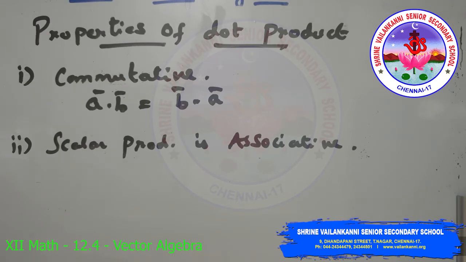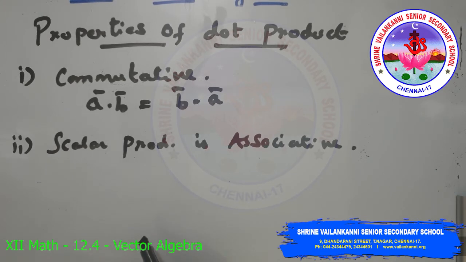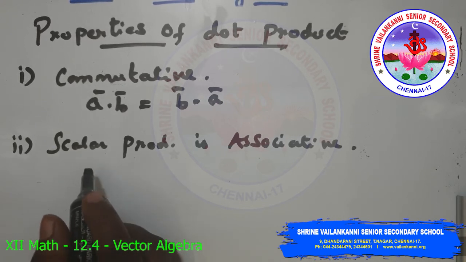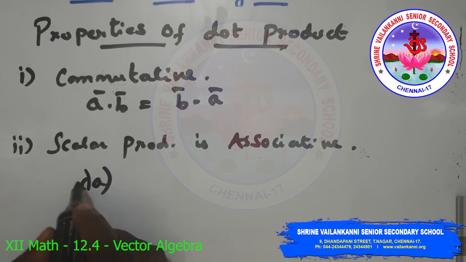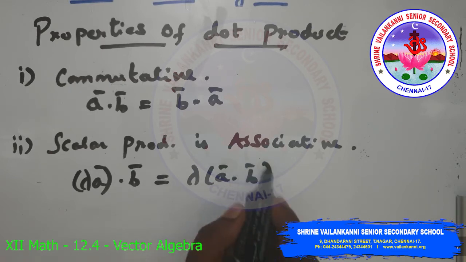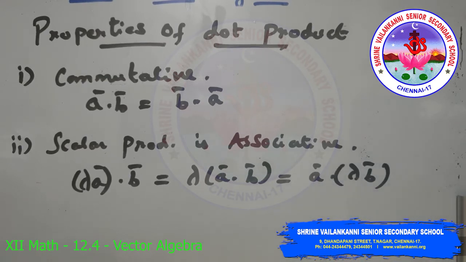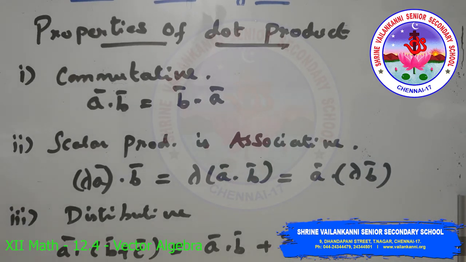Properties of dot product. First property, dot product is commutative, that is a dot b equal to b dot a. Next one, scalar product is associative with respect to a scalar, that is lambda of a dot b, which is equal to lambda a dot b, which is equal to a dot lambda b. Third one, dot product is distributive. That is a dot b plus c, which is equal to a dot b plus a dot c.